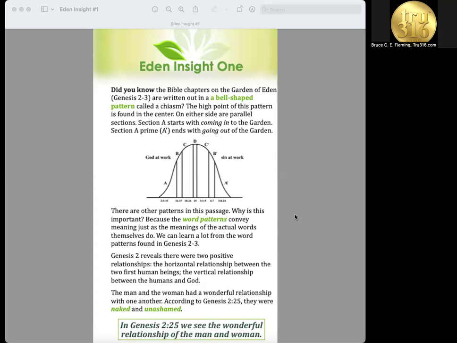TRU316.com. We're looking at the booklet called The Four Eden Insights, and we're beginning with Eden Insight number one. Are there more than four Eden Insights? Sure, of course there are. But we tried to sum them up and make them available through this little series called The Four Eden Insights.